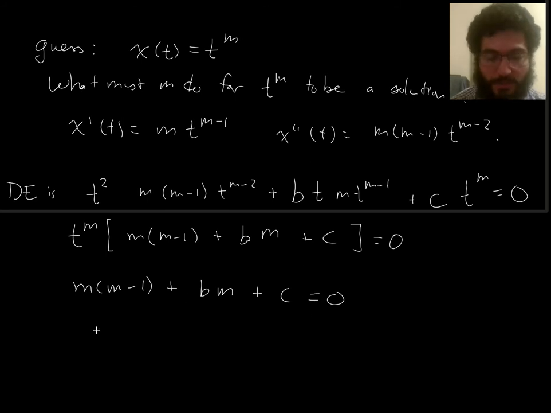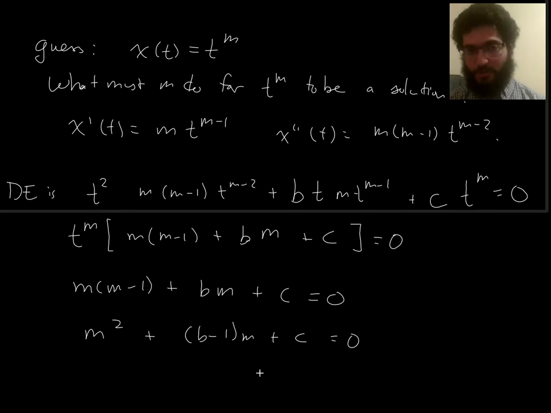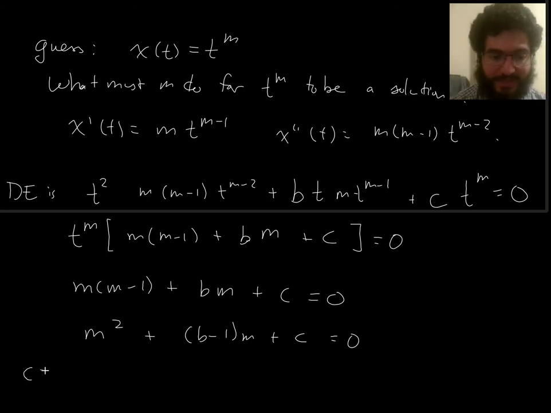Okay, and now I've reached a quadratic polynomial in m. Right? My original question was, what must m do in order for me to have a solution? It has to be the root of a certain quadratic polynomial, right? So this is a quadratic polynomial, like m squared minus m. Let me combine those terms so that I have m squared plus b minus 1 times m plus c, right? It's a quadratic polynomial in m. And there are 3 possibilities for a quadratic polynomial. Either it has two distinct real roots, or it has a repeated real root, or it has complex non-real roots. And so, again, we're going to get three cases.